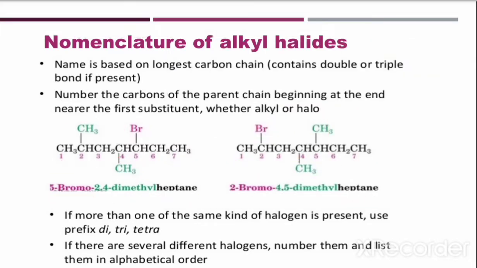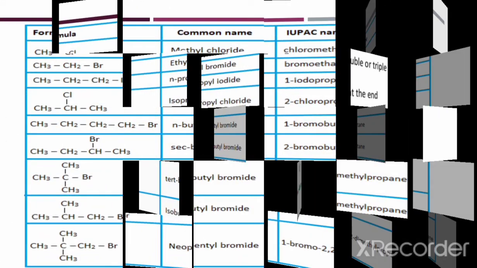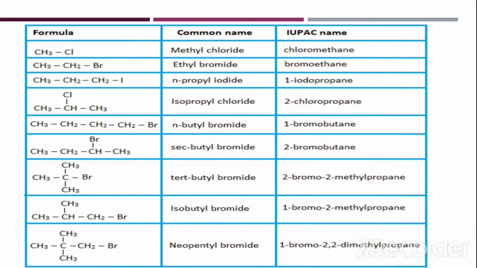So the next is the formula, the common name and the IUPAC names. Firstly, we will discuss the first formula, that contains a methyl group along with the halogen, that is chlorine. So the common name is methyl chloride. We will take the alkyl group first, and then the other group, whether it is a halogen or any other group.